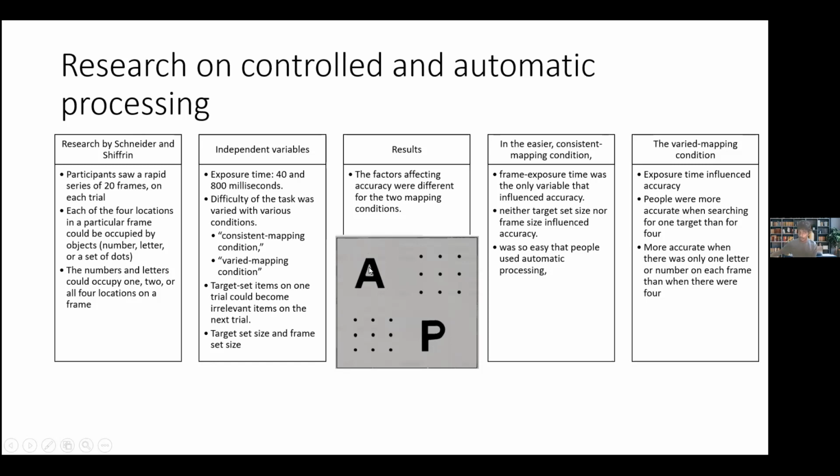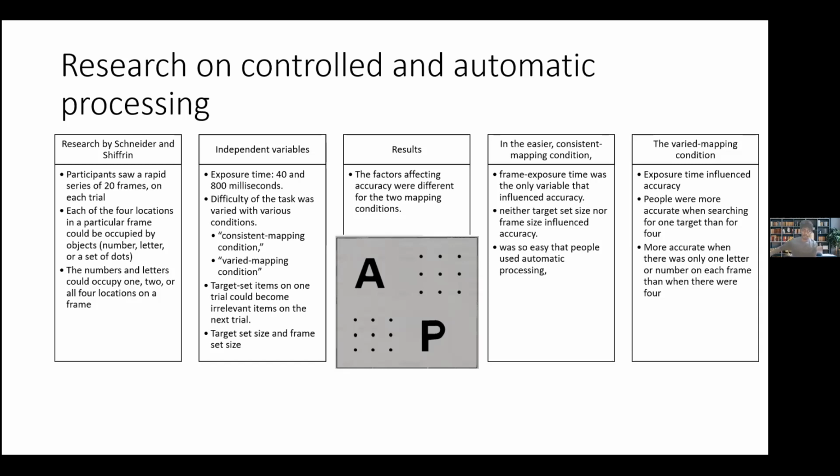So we know that these letters are in the top left and bottom right positions. In one condition, these positions were maintained throughout all 20 frames. In the other condition, these positions are varied, in the sense that the letters could take bottom left or even top left. So they could be in different positions. Of course, in the different positions or varied mapping condition, it requires more attention. It is slightly more difficult. So this is what they studied.